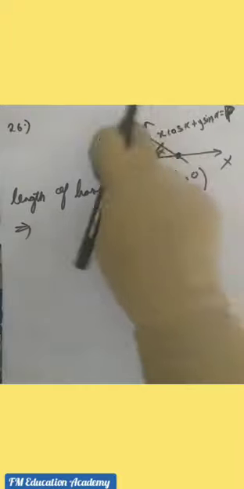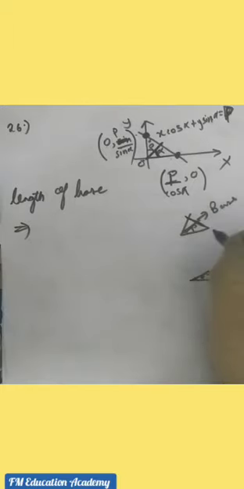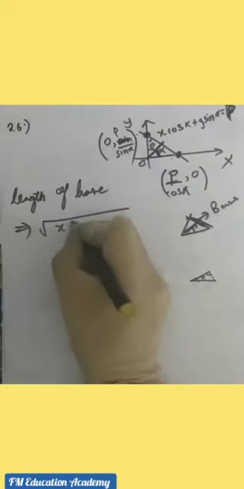So now easily we can find out the length of the base. How to find the length of the base? These are my points for the base, right? If you observe, this is my triangle, this is my base, and this is my height, which is p. What is the length of the base? Root of x square plus y square.